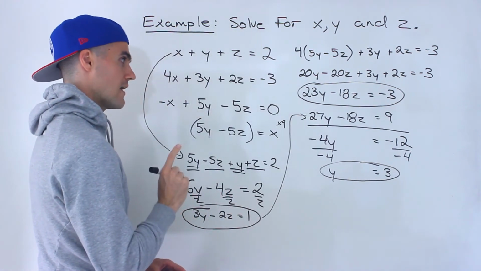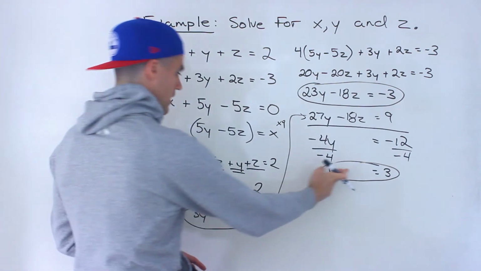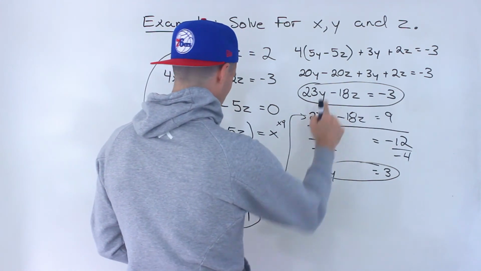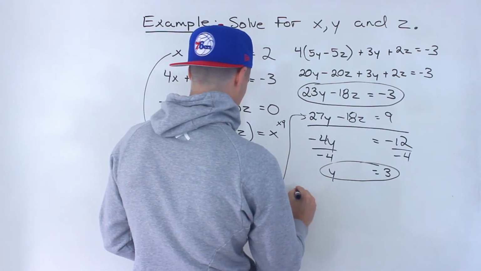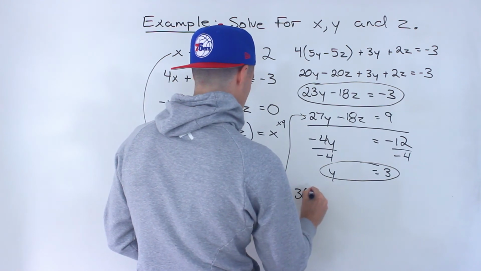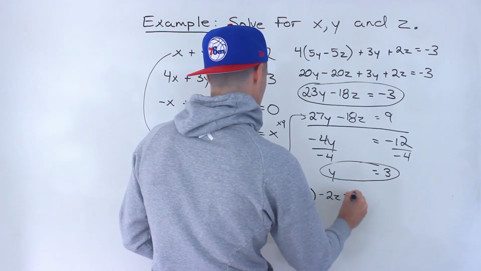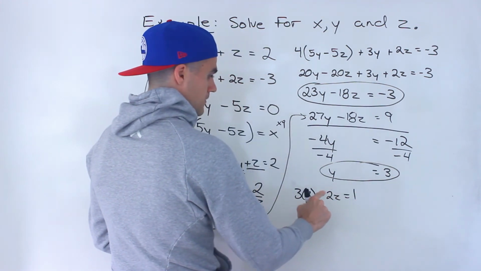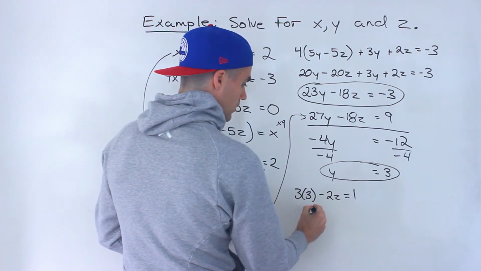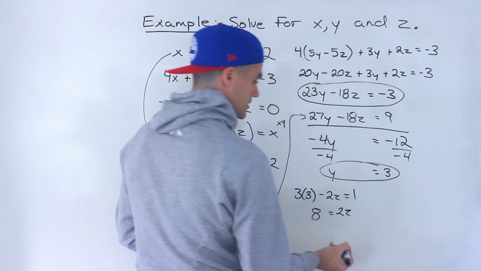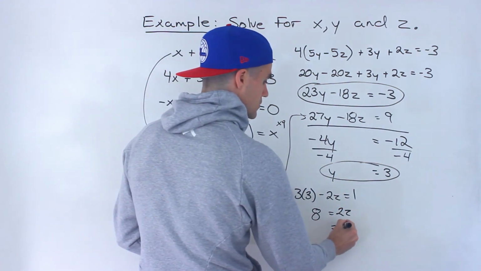So we have the y value, and then this y value we could plug in here to solve for the z. I feel like it's easier than plugging it in here, but it doesn't matter, you'll get the same answer whichever way you go. So we'll have 3 times 3 minus 2z is equal to 1. This would be 9, bring the 1 over, so 9 minus 1 would be 8. That's going to be 2z, positive 2z, divide both sides by 2. Z would be 4.